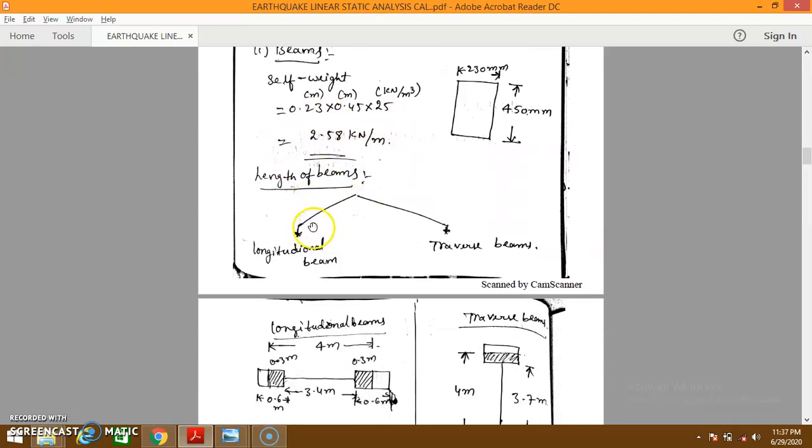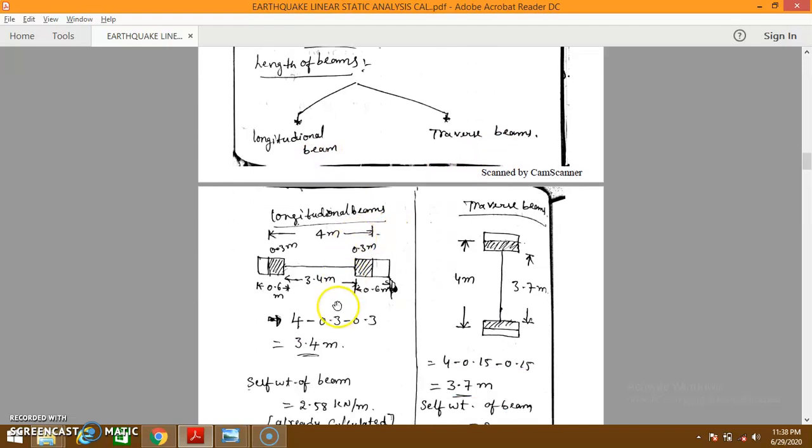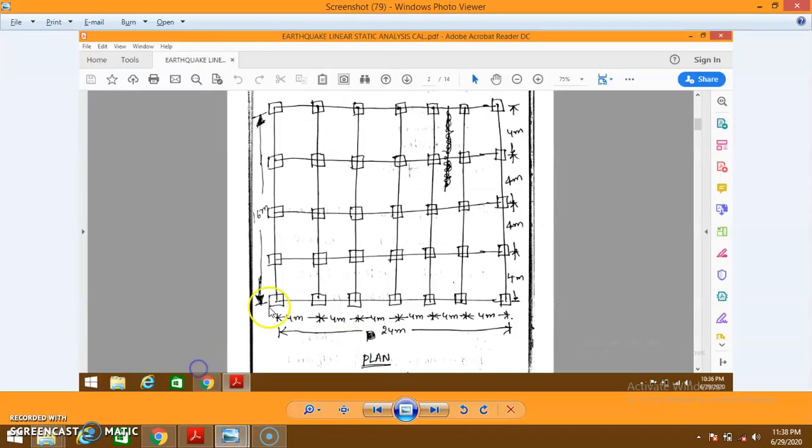We have two types of beams: one is longitudinal beams and the other is transverse beams. What are longitudinal beams and what are transverse beams? The beams in the longitudinal direction are longitudinal beams. The other ones, the vertical lines, are transverse beams.